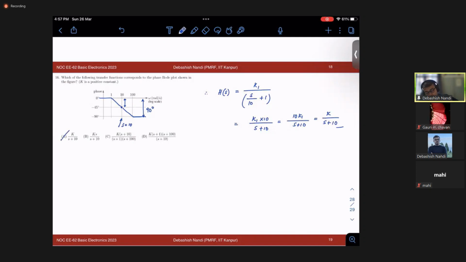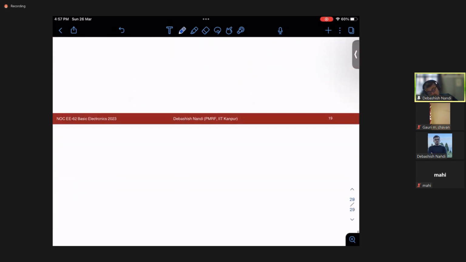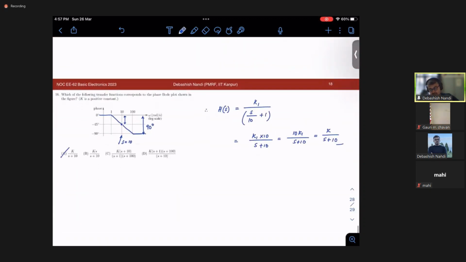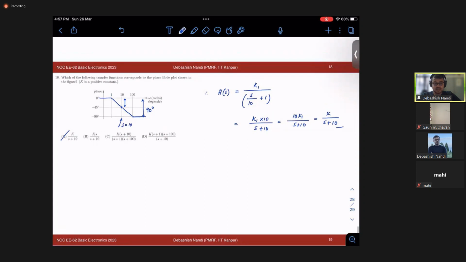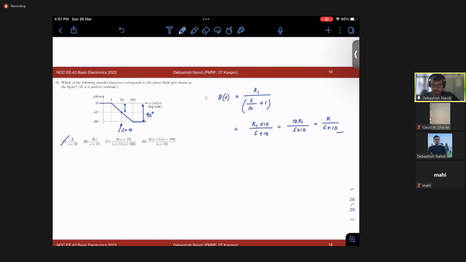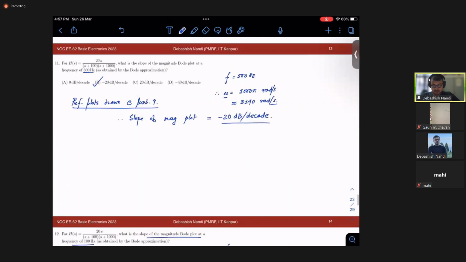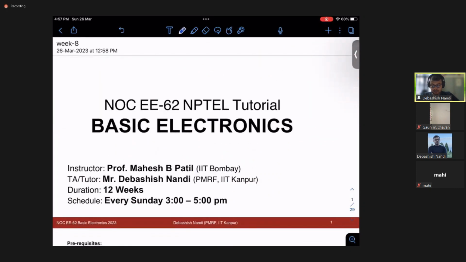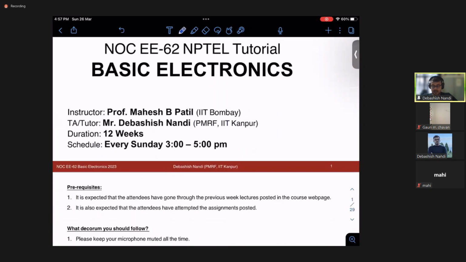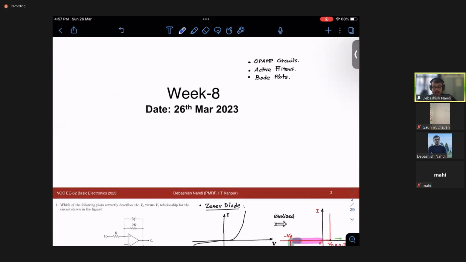So in this manner, you can solve the problems very easily once you understand what a pole and a zero represents and what the exact Bode approximation is. So, okay, I think that's all I have for today. If you have any questions regarding the session, I am open to answer. I still have 3 minutes. Else I'll go one by one through what I have discussed today.